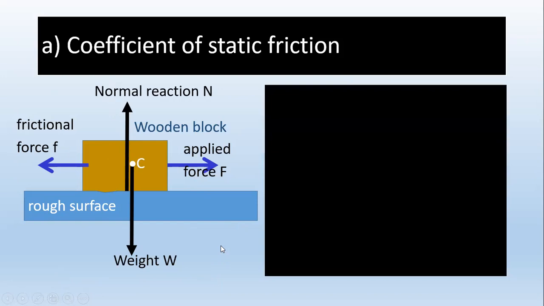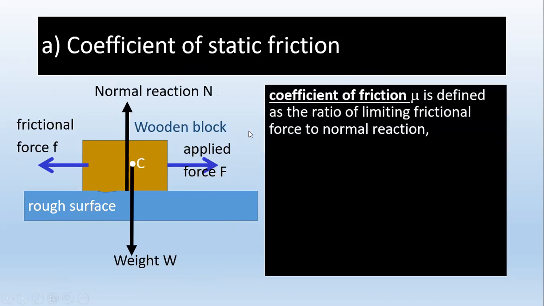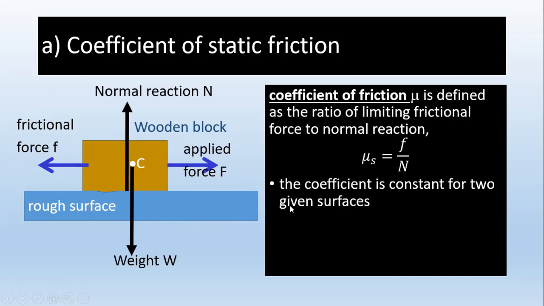So we define the coefficient of static friction. Right? We use the symbol mu as the ratio of the limiting frictional force to the normal reaction, so F divided by N. Of course, since these two are equal, we can replace the N by W and the F by the applied force.